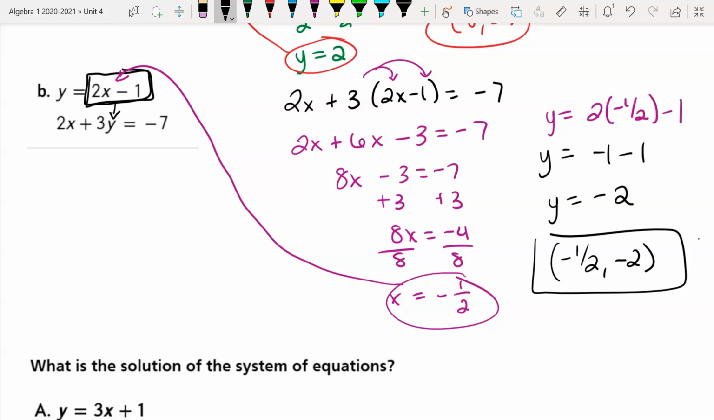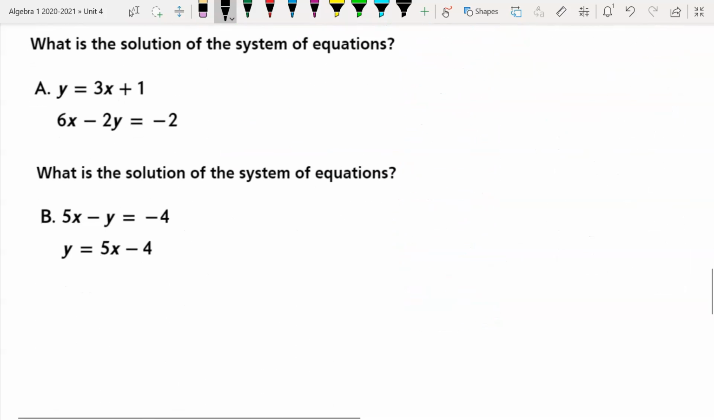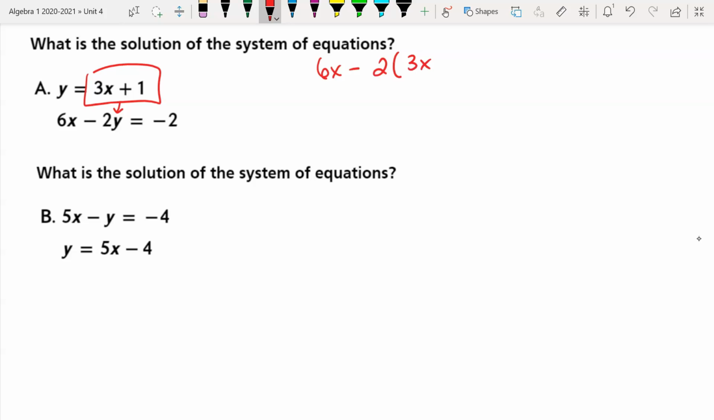All right, just some more examples for you to try. So this one, I'm going to substitute the 3x plus 1 in for the y here. If you do that, notice whenever you distribute, you get negative 6x plus 6x. So they cancel, so I get negative 2 equals negative 2.